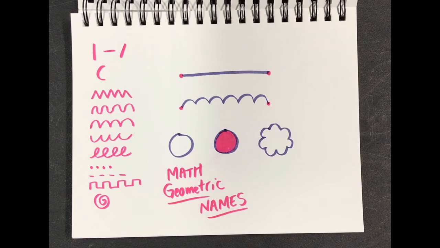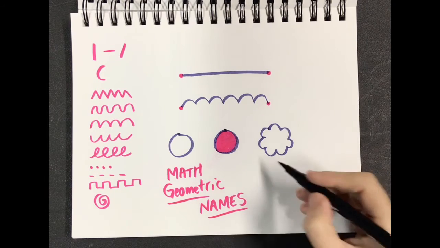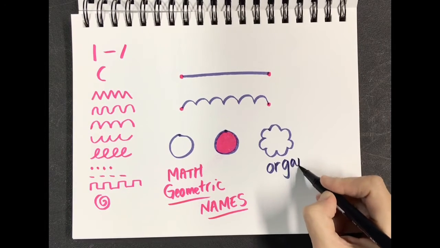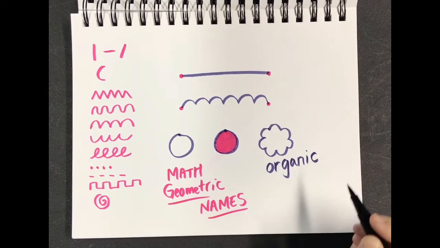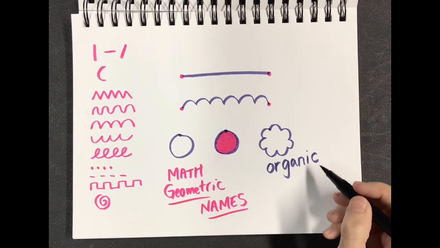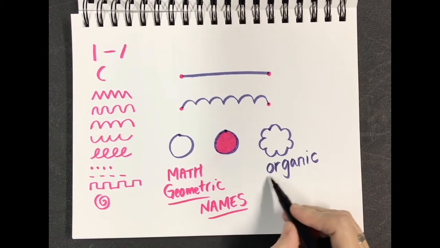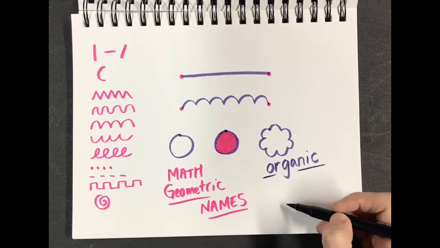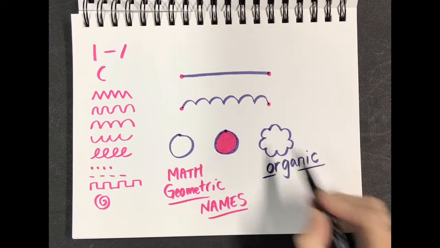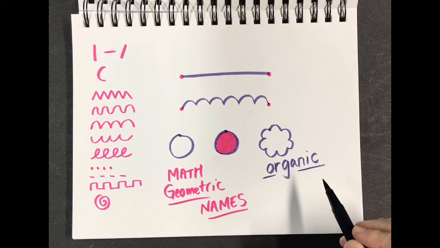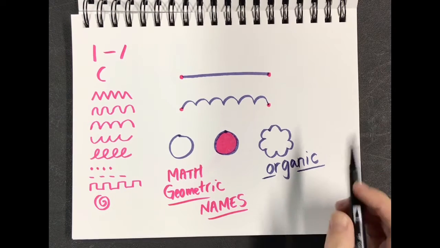Then some shapes are called organic shapes. Organic. That's kind of a fancy word. Maybe your parents might buy organic food. That means it's grown in a different way. But that's the only time I've really heard organic. And organic shapes are like this cloud shape. It doesn't really have a name. I might say it's a cloud. Someone else might think it looks like a butterfly.